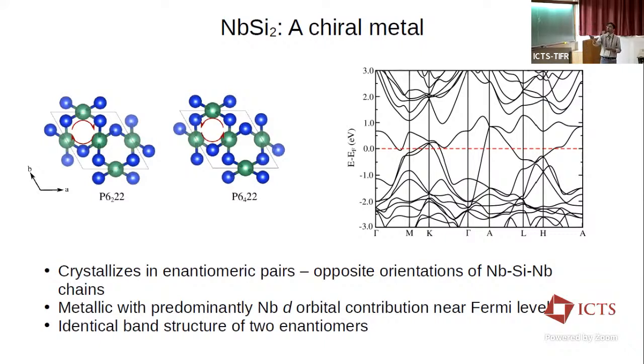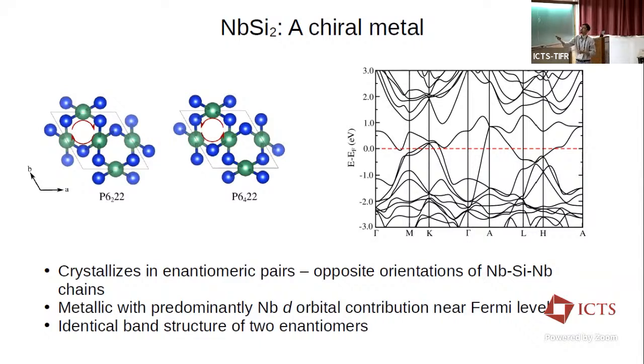One of the examples that I'm going to show you is NbSi2, which is a chiral metal. The structure looks something like this. These blue spheres are the silicon and these green spheres are the niobium. In one structure, you have these NbSi chains that are going one way, and in the other enantiomorphic structure, they go the other way, right? So those are the two chiral pairs.